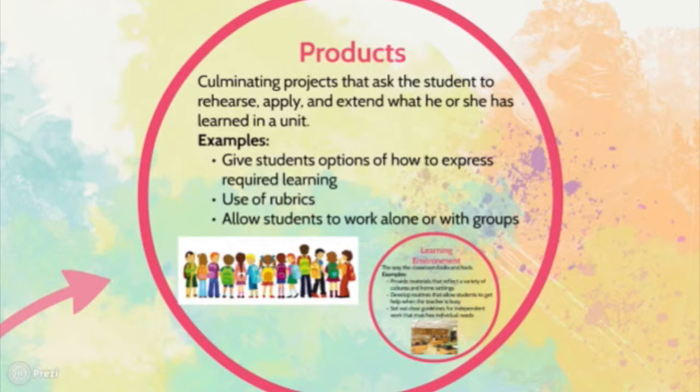The third element is products. Products is defined as culminating projects that ask the student to rehearse, apply, and extend what he or she has learned in the unit. Examples of differentiating products include giving students options of how to express required learning, using rubrics that match and extend students' varied skill levels, and allowing students to work alone or with groups on their products.